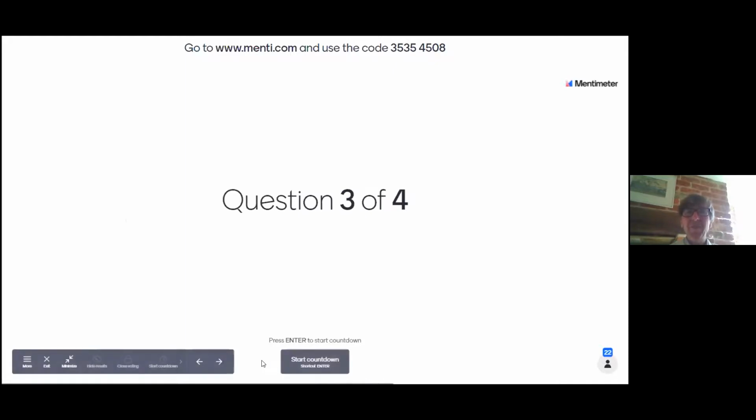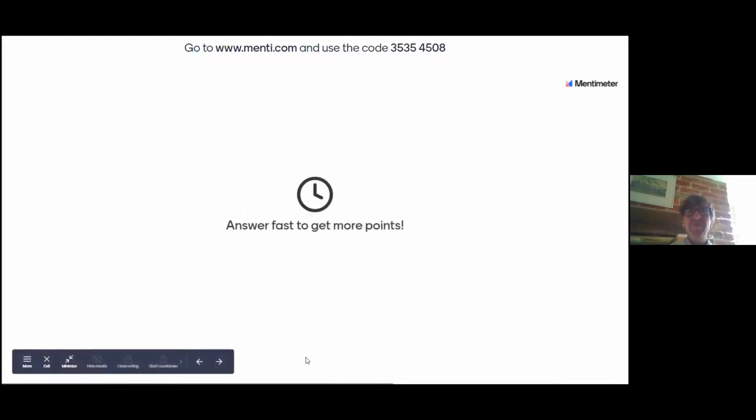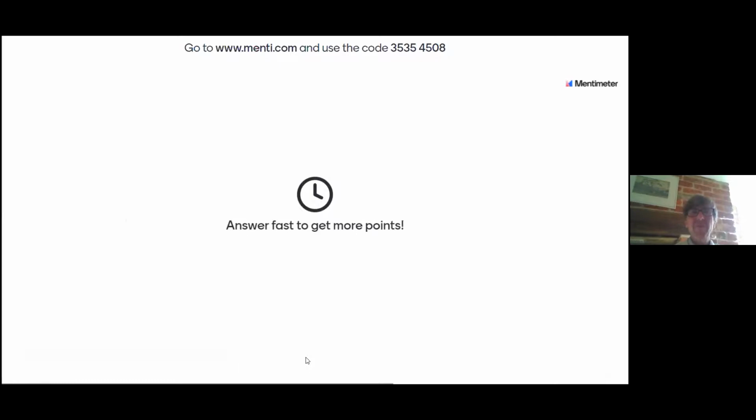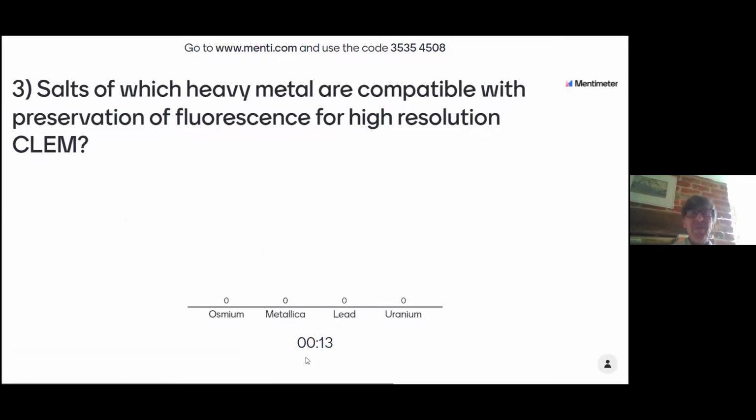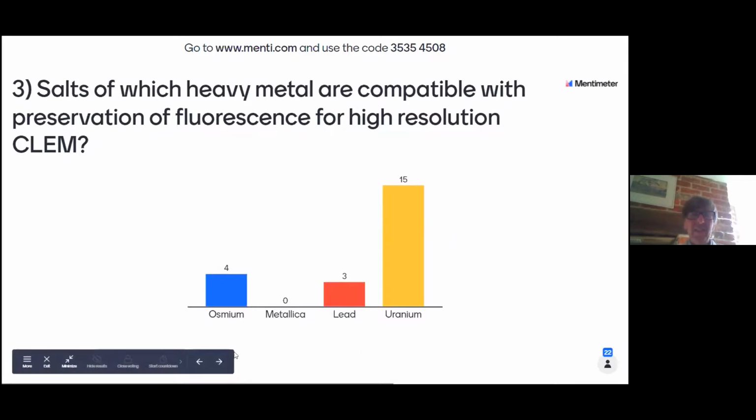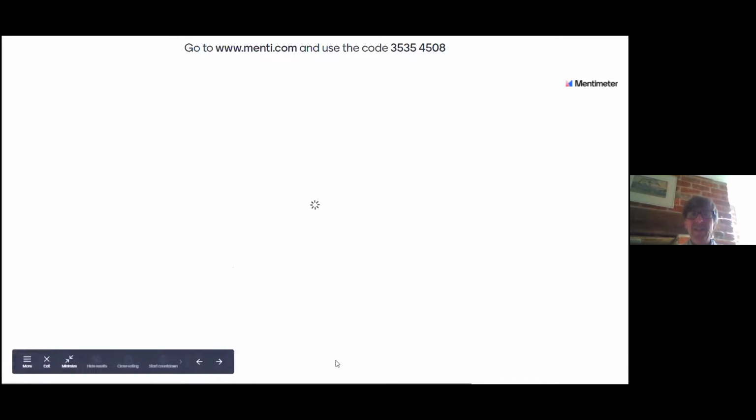Question 3. Sorts of which heavy metal are compatible with the preservation of fluorescence for high resolution CLEM? That's osmium, metallica, lead, or uranium. Which one of those is good for fluorescence preservation? We've got uranium coming top. Let's see.